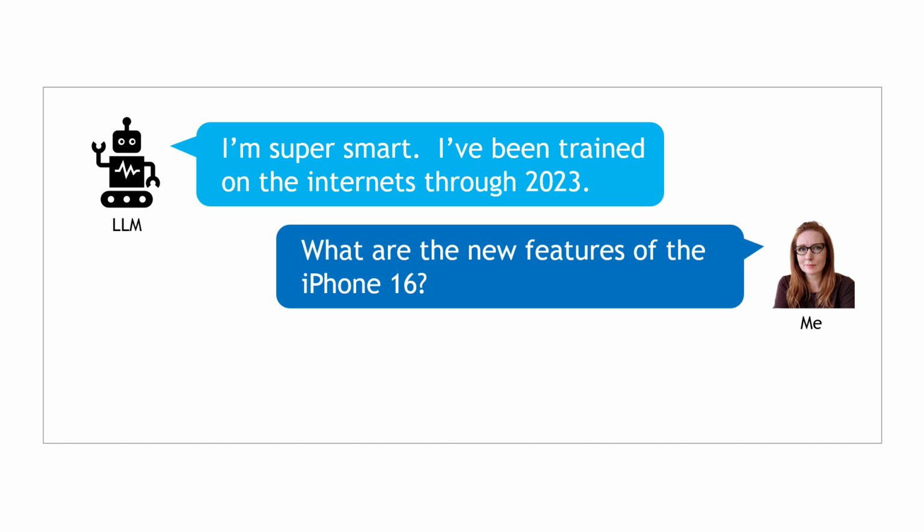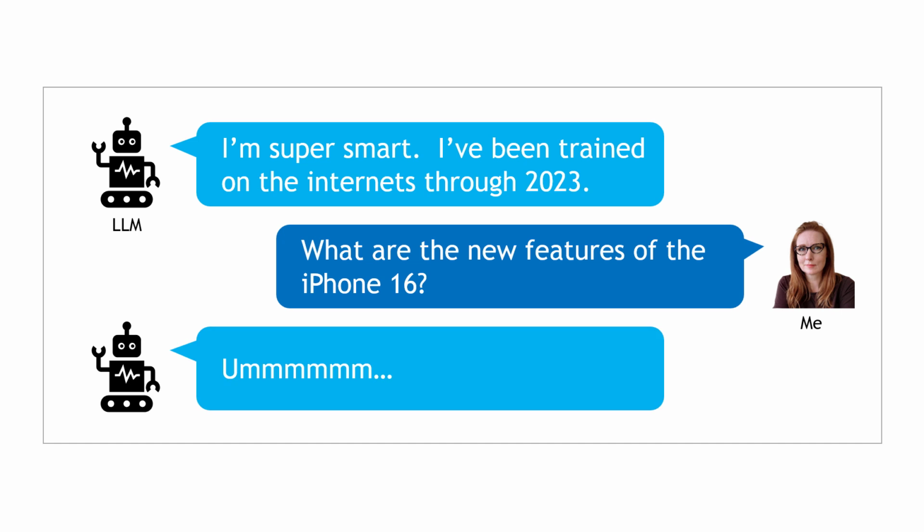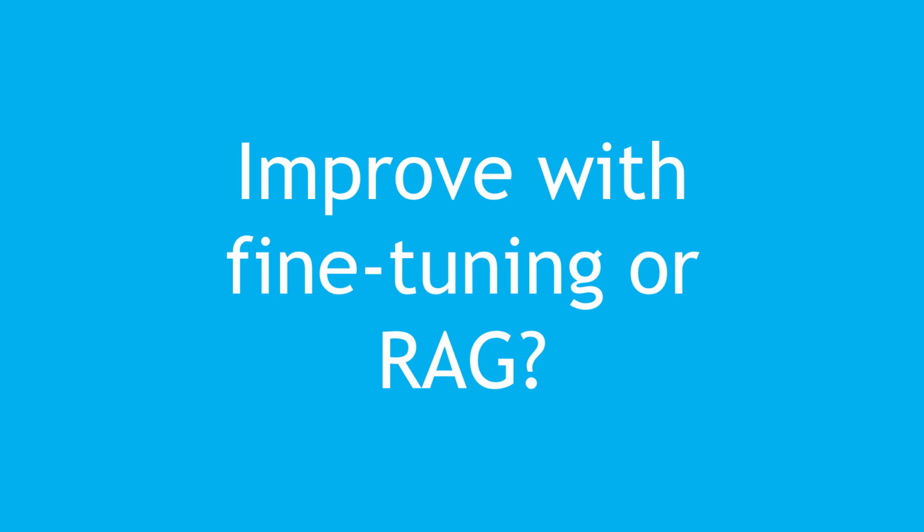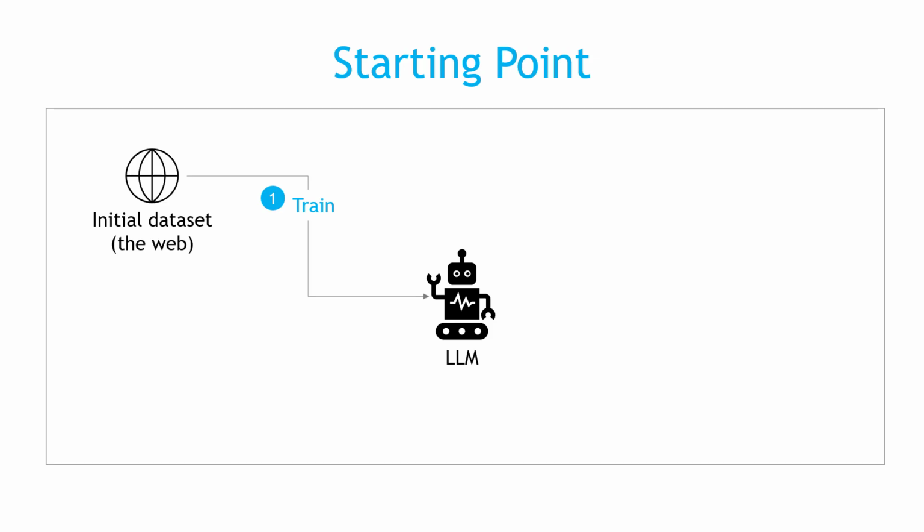So I, in 2024, ask, what are the new features of the iPhone 16? And of course, this stumps the LLM. The iPhone 16 came out in 2024, so it can't answer this question because it hasn't been trained on that data. So should we use fine-tuning or RAG to solve this problem? Let's talk about it. First, we have our starting point.